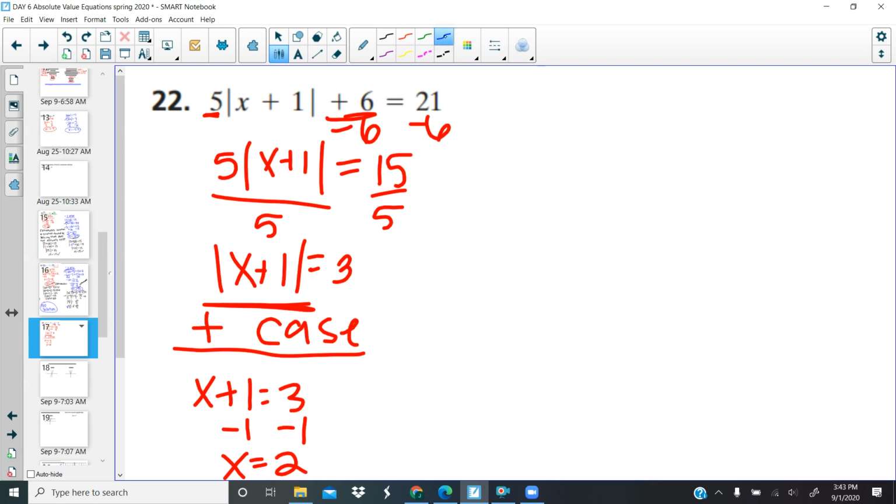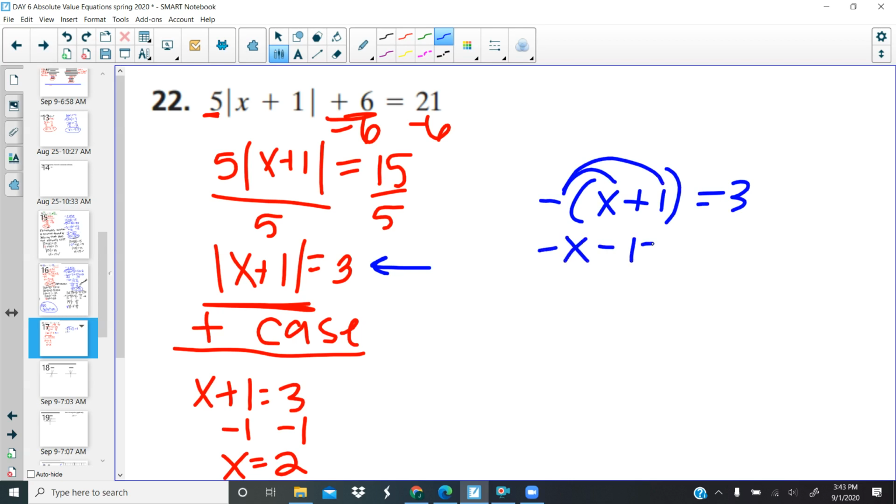And then the negative case is going to be a little bit different. You replace the absolute value from this step with parentheses, and then you're going to throw the negative out front, and it's going to equal 3. So then you're going to distribute that negative and get negative x minus 1 equals 3. And then you just want to add 1 to both sides, and you get negative x equals 4. And then to get rid of that negative, you divide by negative 1 on both sides. And you're going to get x equals negative 4.